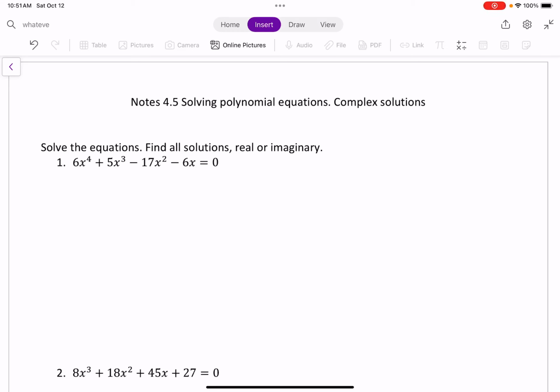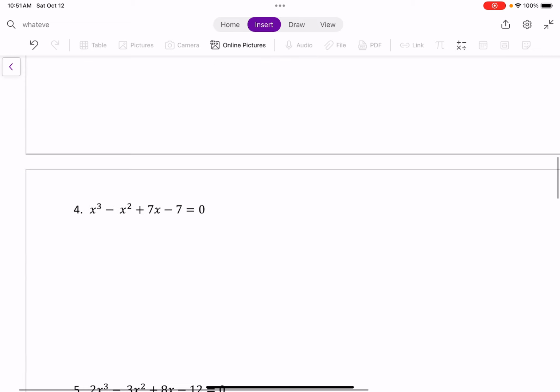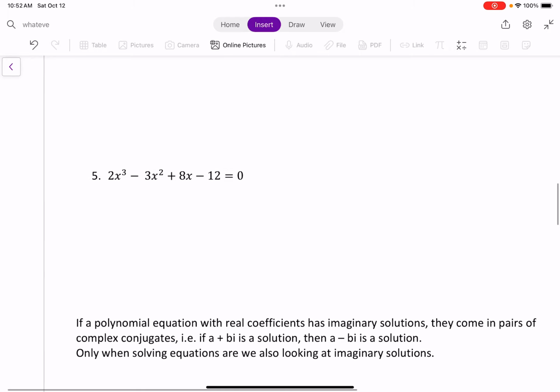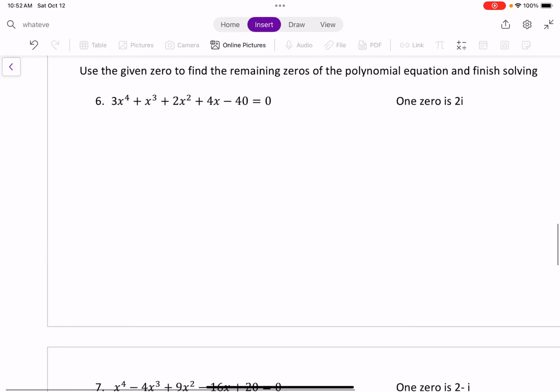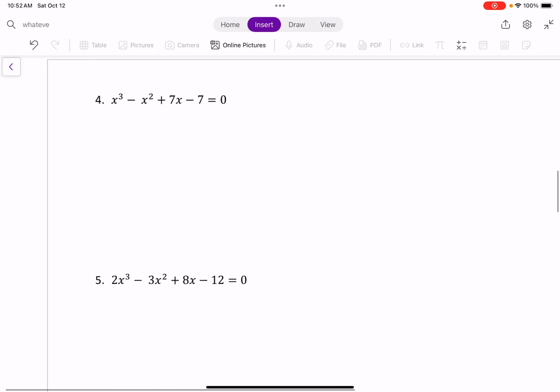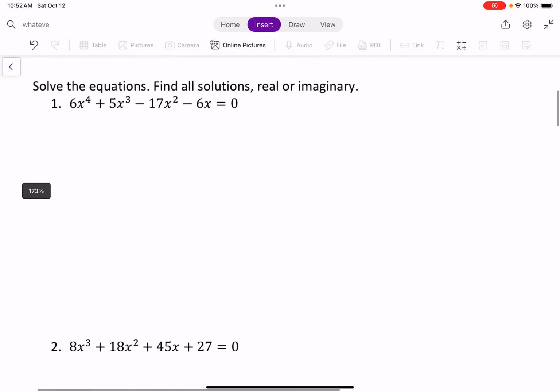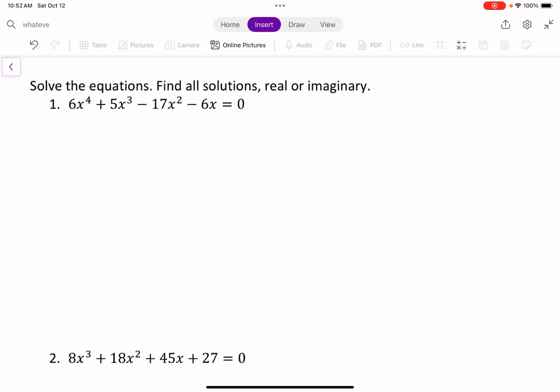All right, class, welcome to section 4.5, last section of this chapter. So we're just going to solve polynomial equations, so equations that some of them we could not solve prior. We can use our graphing calculator. Sometimes we won't have to. So let's see what the differences are, and let's get started.